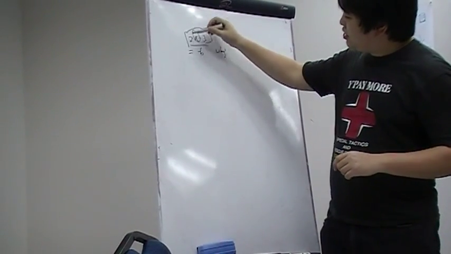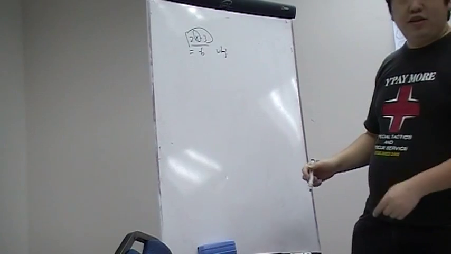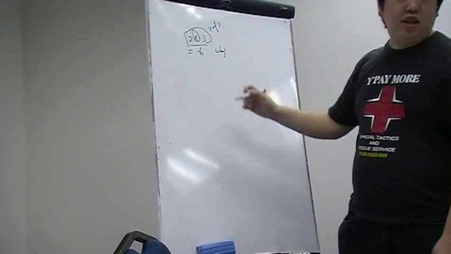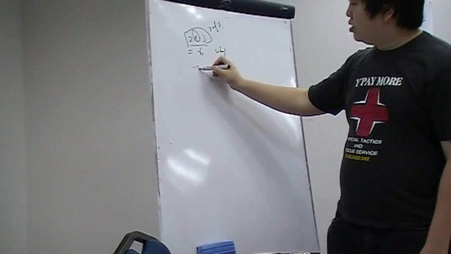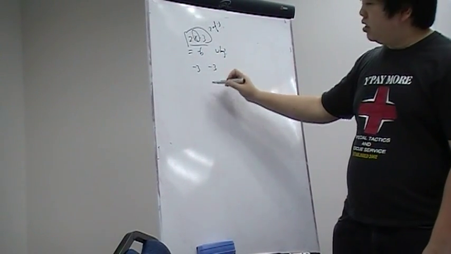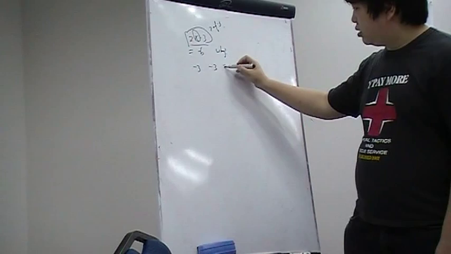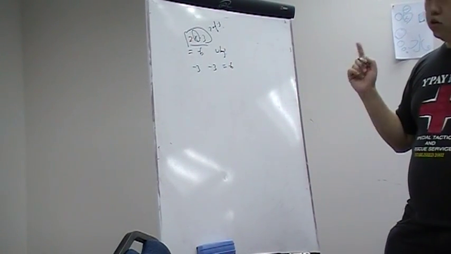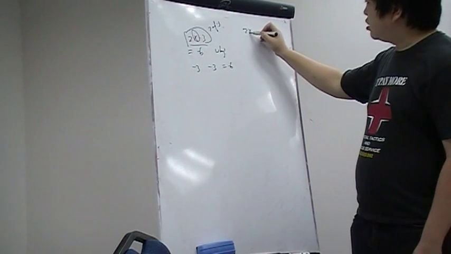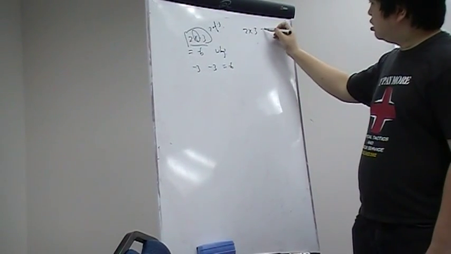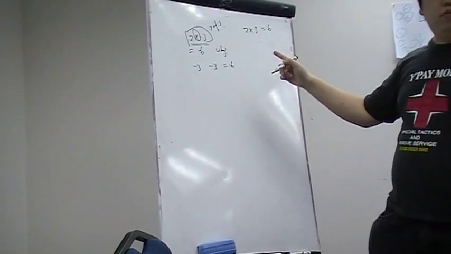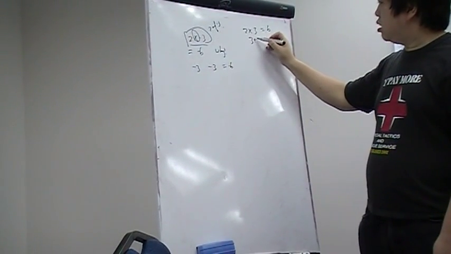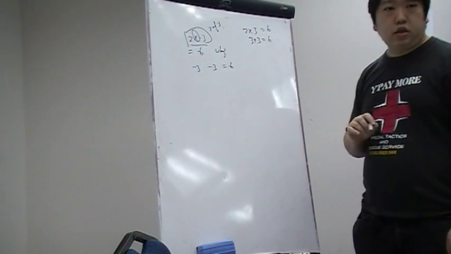What does this mean? 2 times minus 3. It means 2 of minus 3, right? So it's minus 3 and a minus 3, so this one is minus 6. Correct? Why is 2 times 3 equal to 6? We say it's because it is 3 plus 3, therefore it's 6.